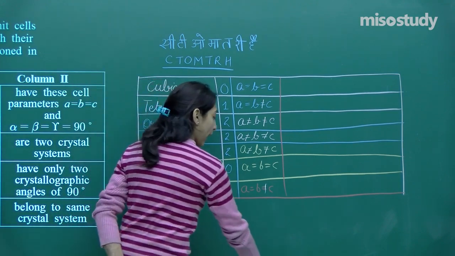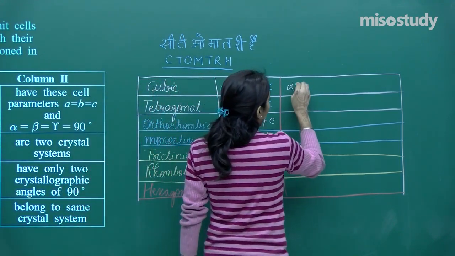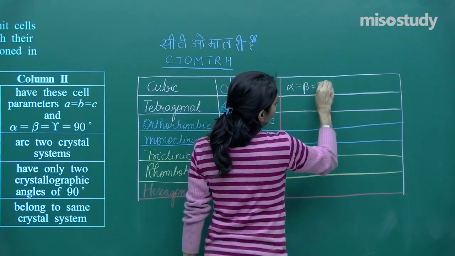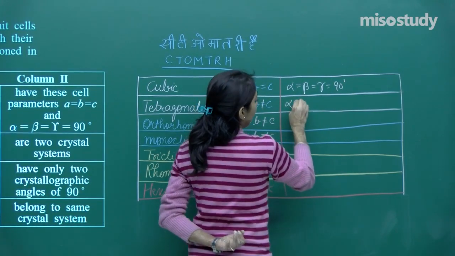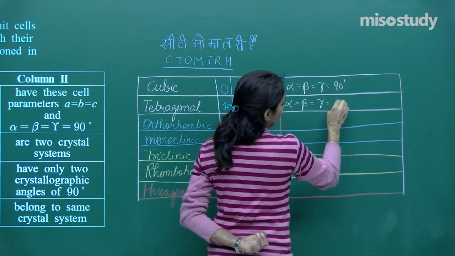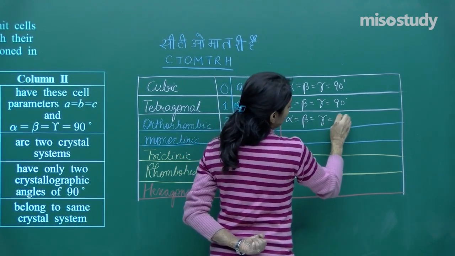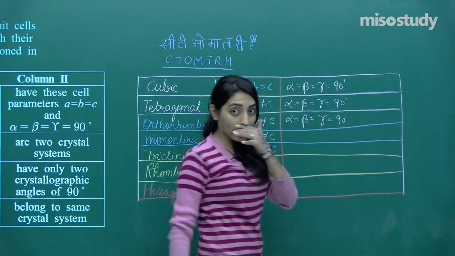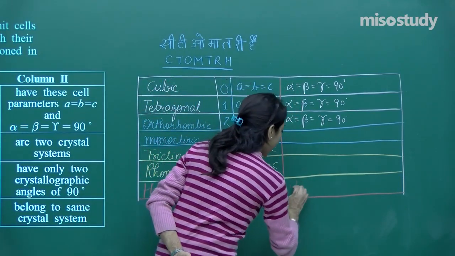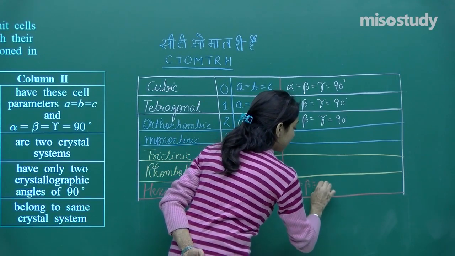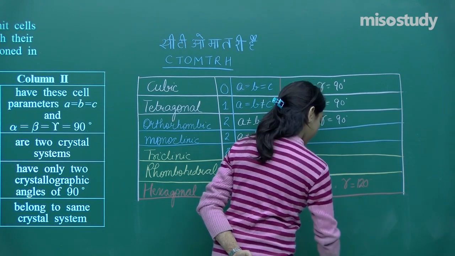Now we need to come on to the angles. How are we going to talk about the angles? We'll say alpha is equal to beta is equal to gamma is equal to 90. Right? Then you remember I asked you to switch on to the last one. Alpha is equal to beta is equal to 90, whereas gamma is equal to 120.